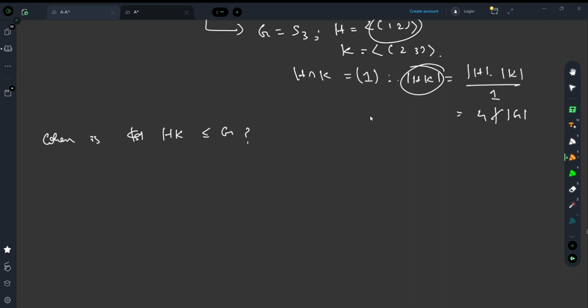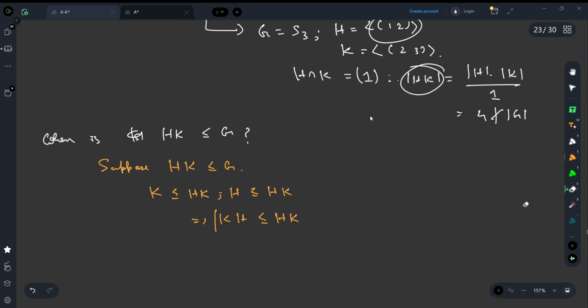Okay, so let me answer this in this way. Suppose HK is a subgroup of G. What are the observations which we can carry out from here? First thing first, K is a subgroup of HK by definition. H is also a subgroup of HK by definition. But then by closure, KH is a subset of HK. Let me consider the weaker statement, a subset of HK.